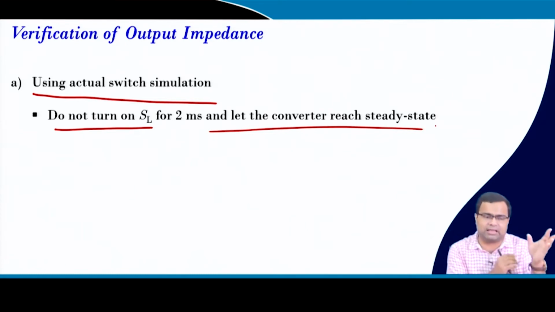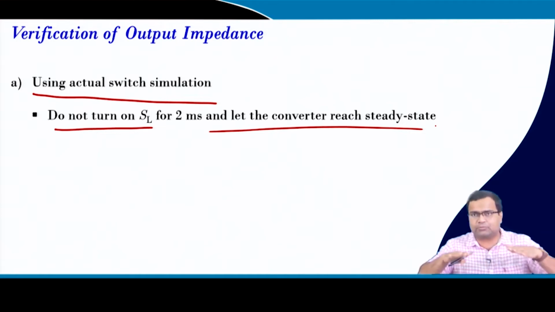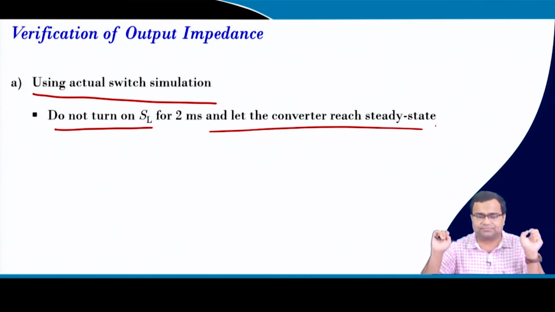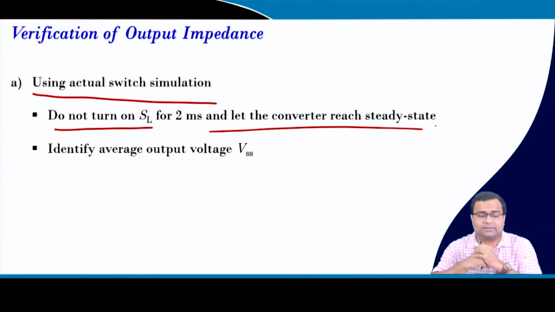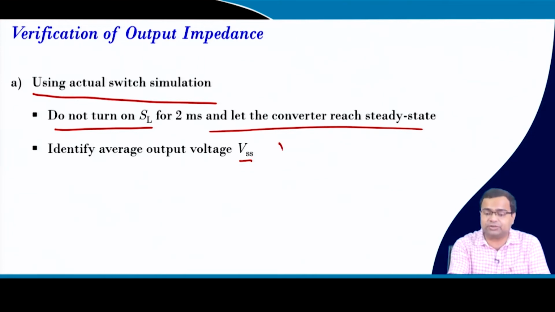So, initially the initial point for a practical converter is totally discharged, and in the simulation you can set some custom initial condition, but you need to provide some 2 millisecond time so that the output slowly reaches steady state. At the end of 2 milliseconds, we need to identify what is the steady state voltage, that means what is the average voltage. So, this is the average voltage at steady state.